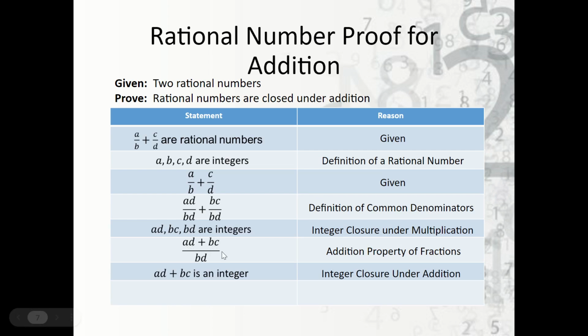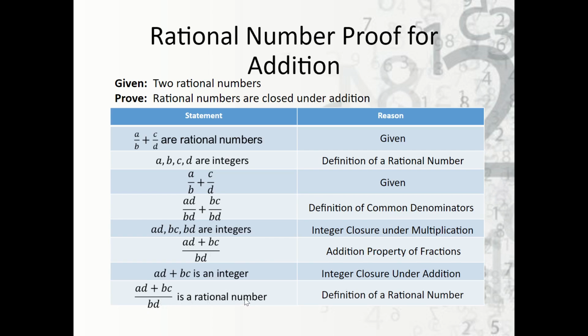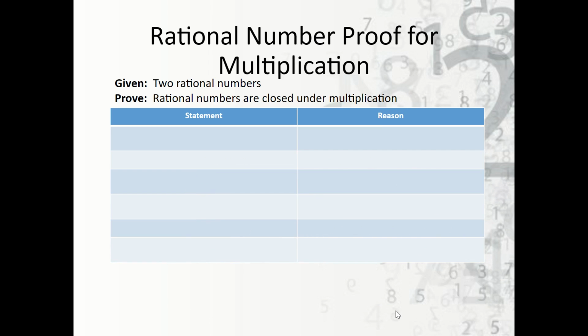So that means that this part up here and this part down here are both integers, which means that it's a rational number. And the reason for that is just the definition of a rational number. Remember, a rational number definition says that the numerator is an integer, the denominator is an integer. We proved that this is an integer and this is an integer, therefore it is a rational number. Now let's look at an example for multiplication.